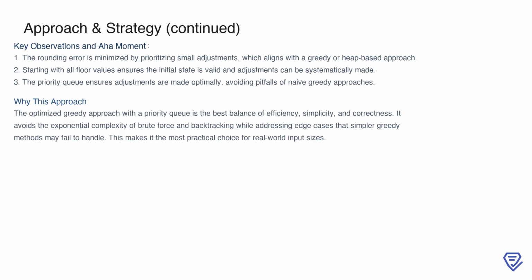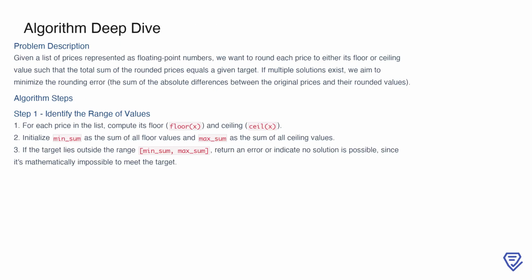real-world input sizes. In this problem, we are tasked with rounding a list of prices, which are floating point numbers, to either their floor or ceiling values. The goal is to ensure that the sum of these rounded prices equals a given target value. However, we also want to minimize the rounding error, which is the sum of the absolute differences between the original prices and their rounded values.